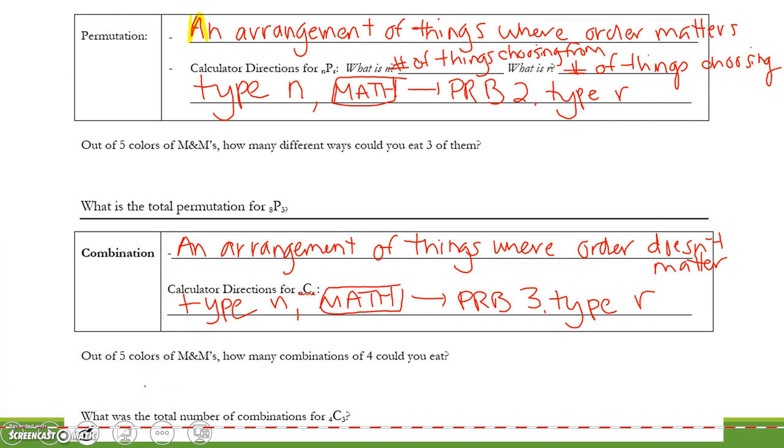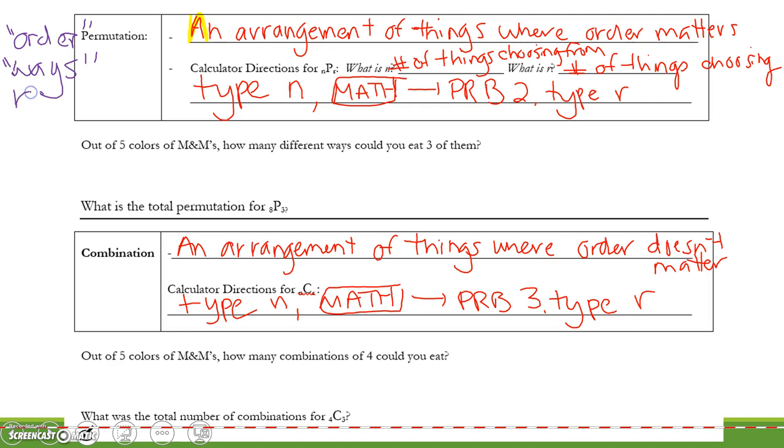I'm going to give you some keywords for permutations. If it says the word order, unless it's followed by order doesn't matter, then we are to assume it does matter. So order would be a permutation. If it says the word ways, like how many ways can I do something, that's also a permutation.